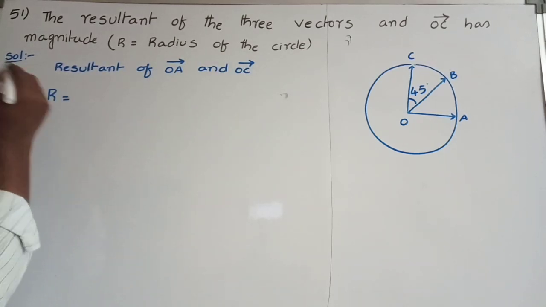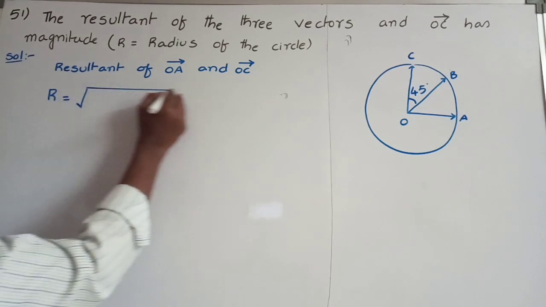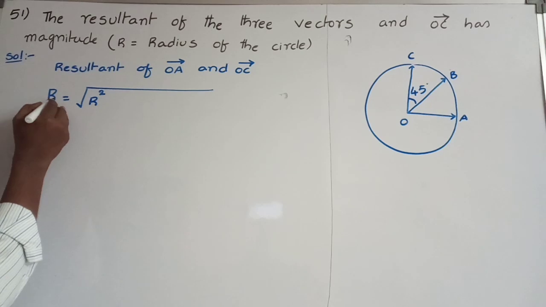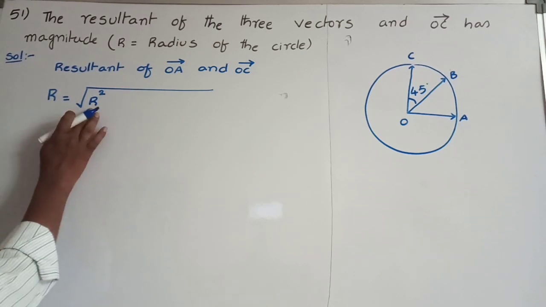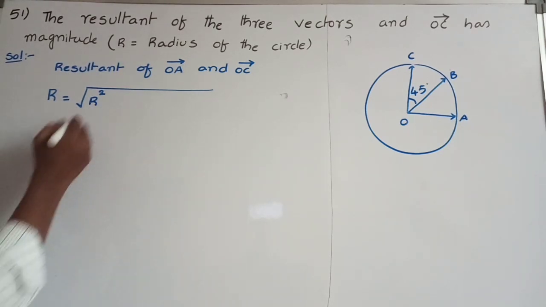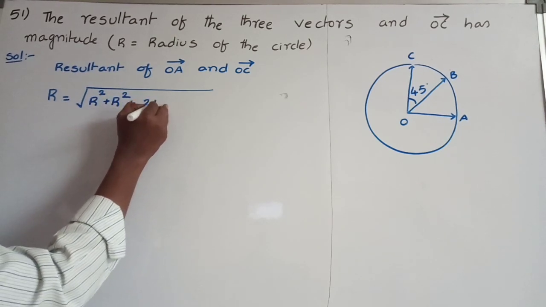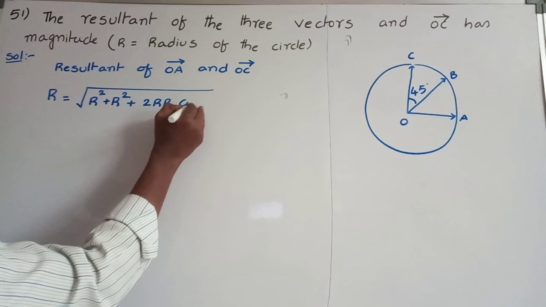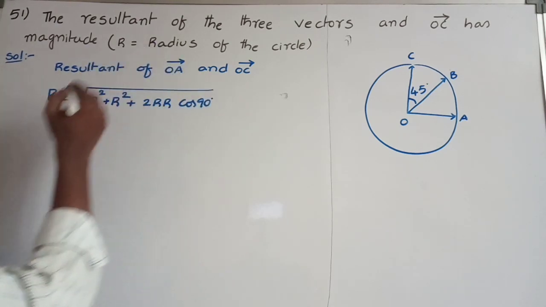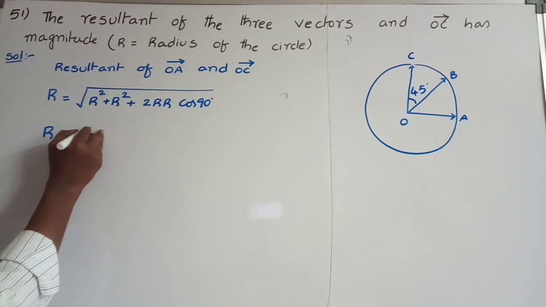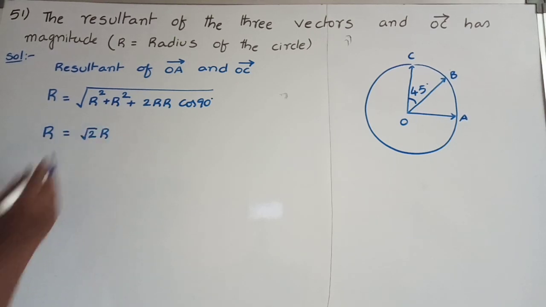The resultant R is equal to the square root of OA's magnitude squared, R square, plus R square plus 2R into cos 90. This is the resultant vector magnitude. Cos 90 degrees value is 0. So the resultant is equal to root 2 into R.